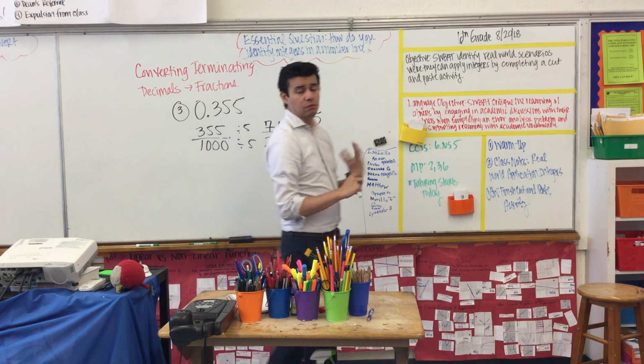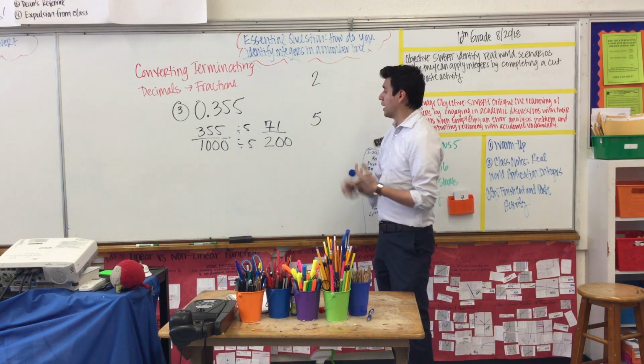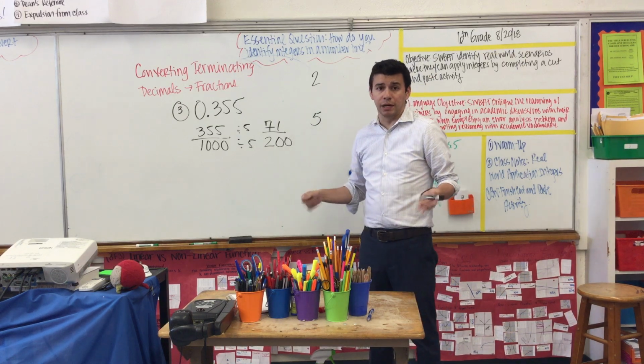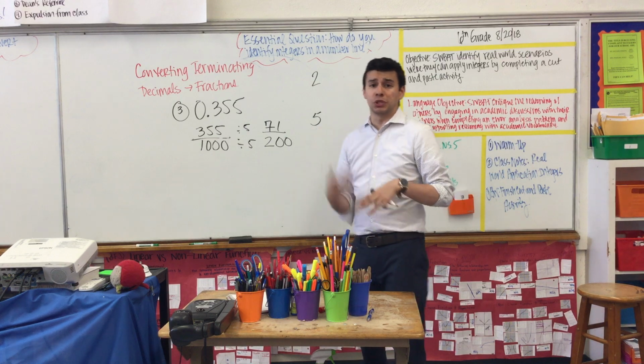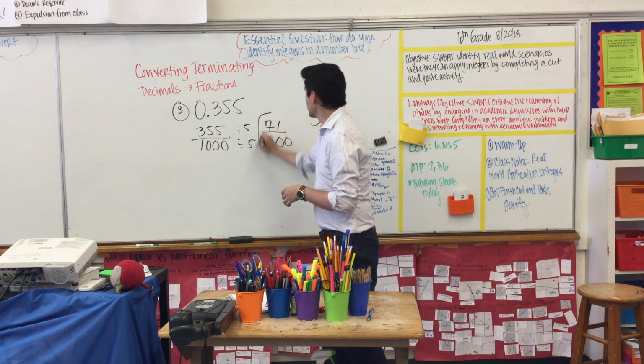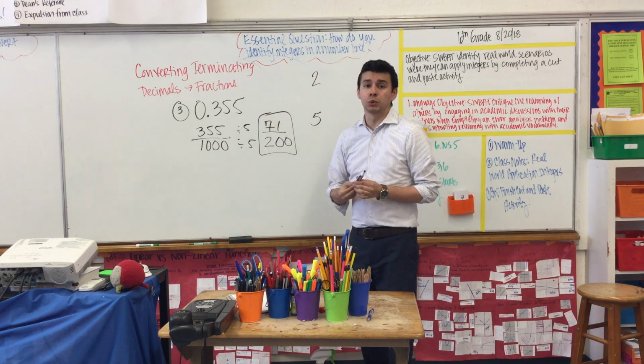Can I reduce it by 2? No. Can I reduce it by 5? No. You could think about reducing it by other numbers. Believe me, it's not always going to be 2 and 5. You could use 3, you could use 4, you could use 6. But in this case, this is the most simplified answer. And that's it. Your final answer is 71 over 200.